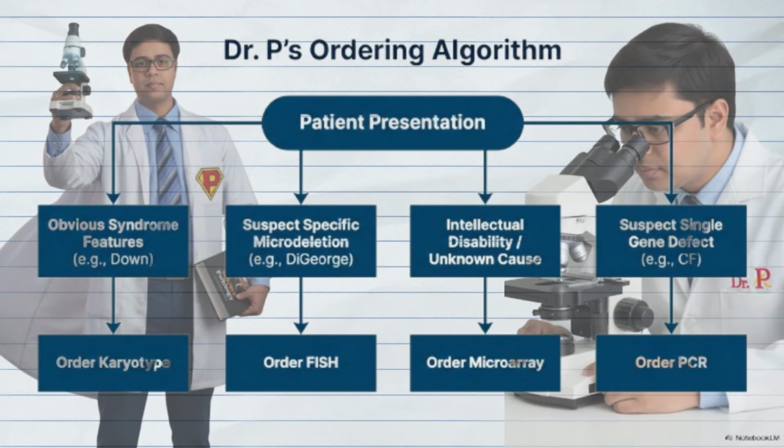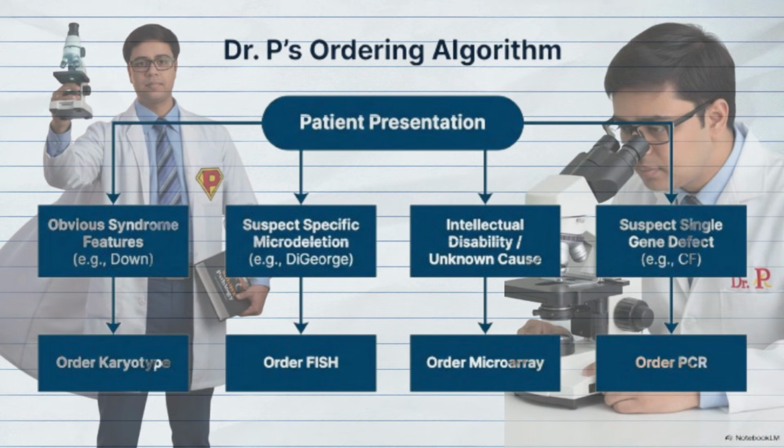Dr. P's ordering algorithm: if it is an obvious syndrome, like Down's features, order karyotype to confirm and check for translocation. If a specific microdeletion is suspected like DiGeorge syndrome, go for FISH. If there are intellectual disabilities and multiple anomalies, and the cause is unknown, go for microarray. And if it is a single gene defect, like in cystic fibrosis, go for PCR or genomic sequencing.